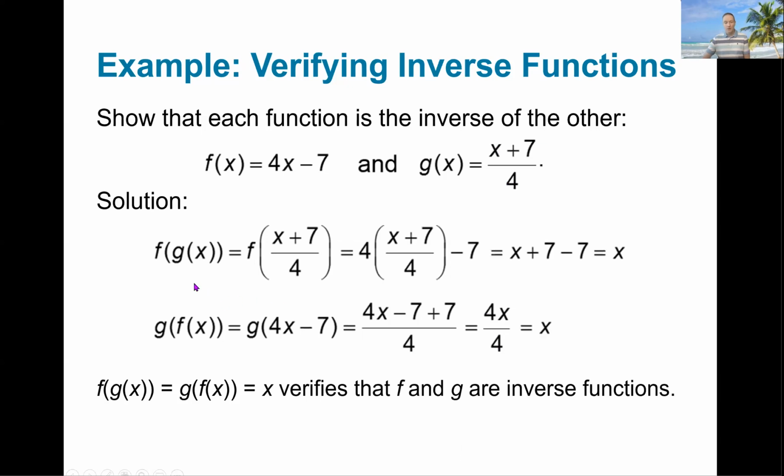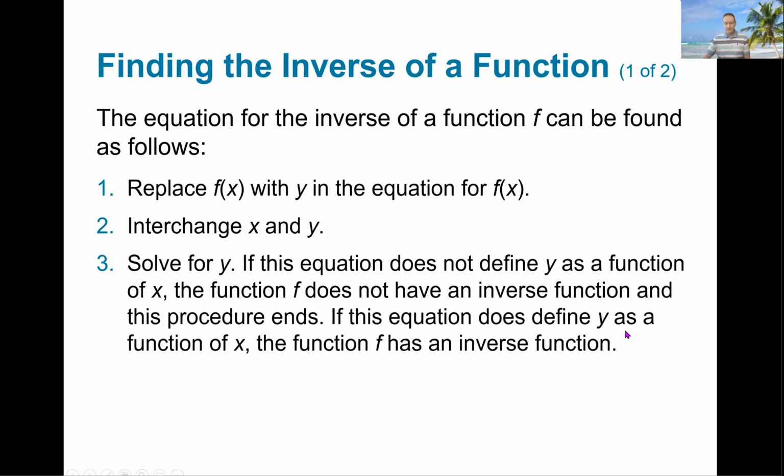So no matter what order we did the composition in, f composed with g of x is x, g composed with f of x is x. So it gives you back what you started with either way. That's conclusive evidence that these two functions are inverses of one another. Now, the process of finding an inverse. The equation for the inverse of a function f can be found using these steps.